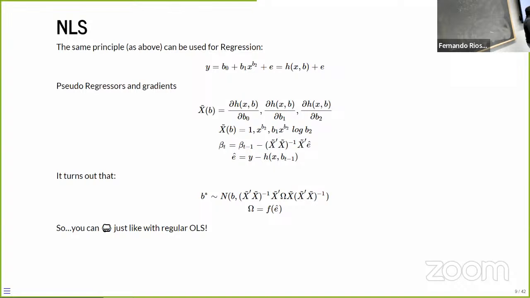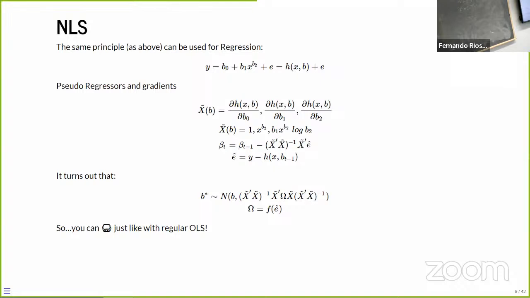So first I need to identify my pseudo-regressors. The pseudo-regressors are the derivatives of the function h with respect to the parameter beta. So the first pseudo-regressor is the derivative with respect to beta 0, which is just the constant 1. The second is the derivative with respect to beta 1, which is x to the beta 2. The third one is with respect to beta 2, which is equal to beta 1 times x to the beta 2 times log of x. So these are my pseudo-regressors.